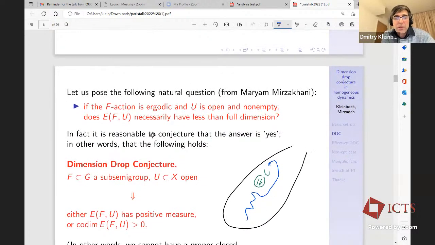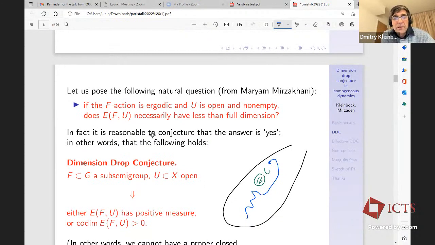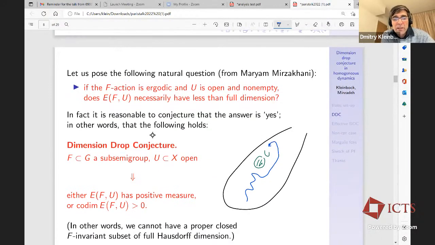In other words, if you have an action on a homogeneous space X, then either the set of exceptional points has positive measure, for example, if it's not ergodic, or the codimension is strictly positive. In other words, we cannot have a proper closed F-invariant subset of full Hausdorff dimension. This question is motivated by inverting what Dani was working on, having something closer and closer to full dimension.